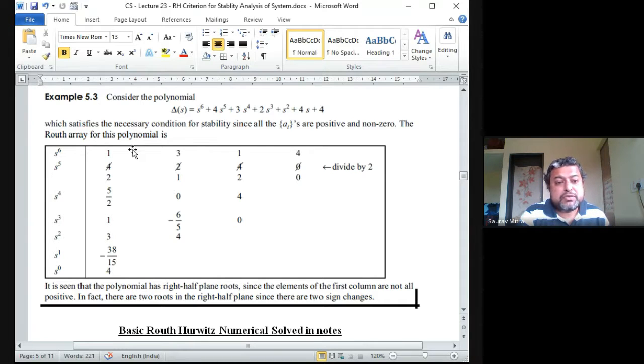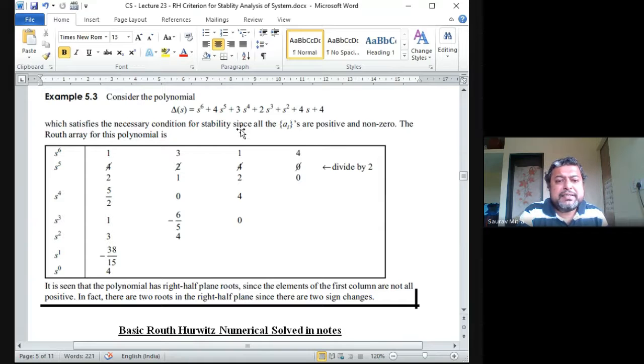s^6, that means 1 is the coefficient. 3s^4, that's why this is 3. And 1s^2, that is 1, and 4s^0. So that s^0 is also a part of the even polynomial. So 1, 3, 1 and 4, this is the first line.